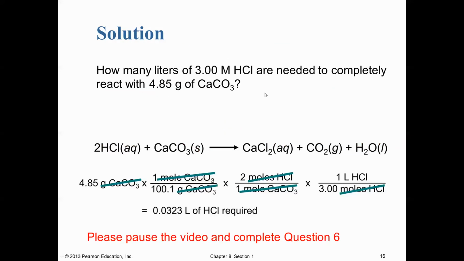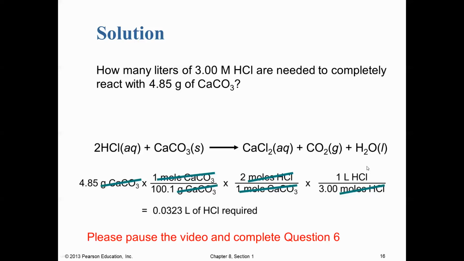How many liters of 3.00 molar HCl are needed to completely react with 4.85 grams of calcium carbonate? So in case you're wondering, HCl is stomach acid, calcium carbonate is the active ingredient in Tums, so this is the same reaction that's used in order to neutralize stomach acid when you take the medication Tums.